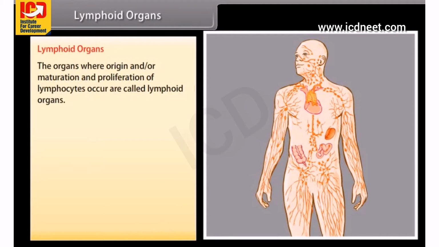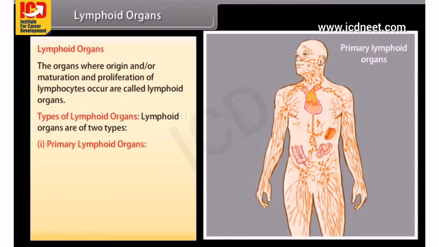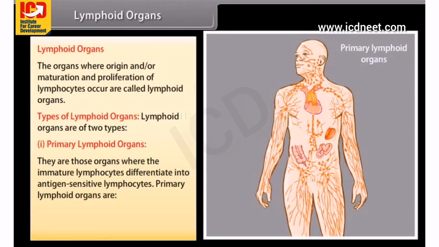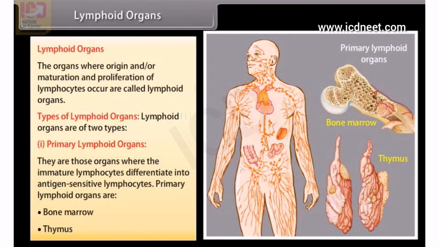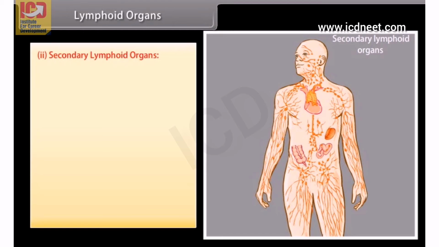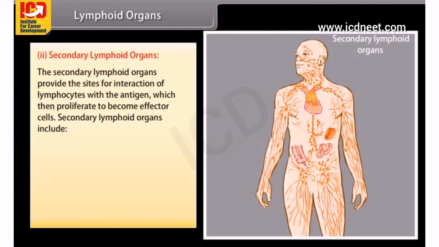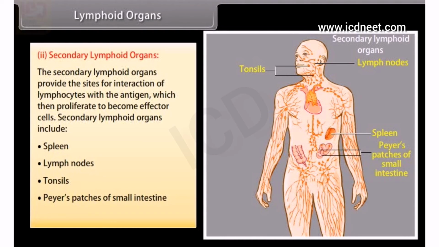Lymphoid organs. The organs where origin and/or maturation and proliferation of lymphocytes occur are called lymphoid organs. Lymphoid organs are of two types. Primary lymphoid organs are those organs where the immature lymphocytes differentiate into antigen-sensitive lymphocytes. Primary lymphoid organs are bone marrow and thymus. Secondary lymphoid organs provide the sites for interaction of lymphocytes with the antigen, which then proliferate to become effector cells. Secondary lymphoid organs include spleen, lymph nodes, tonsils, Peyer's patches of small intestine, and appendix.